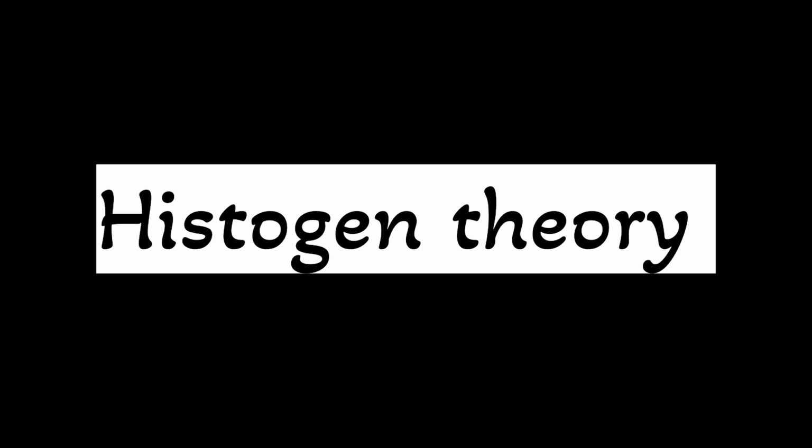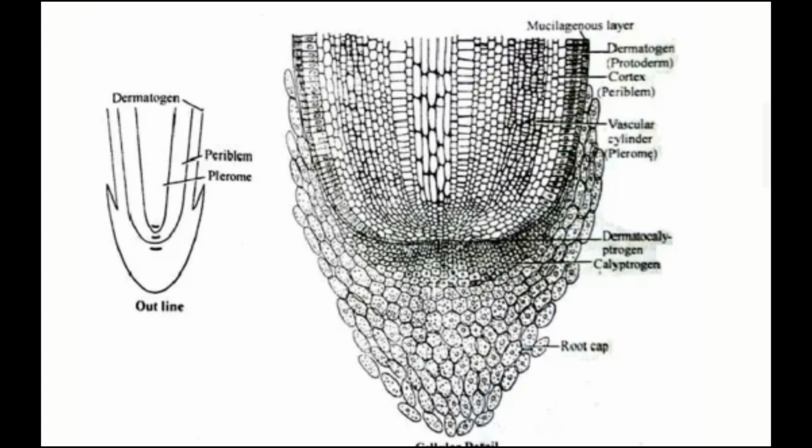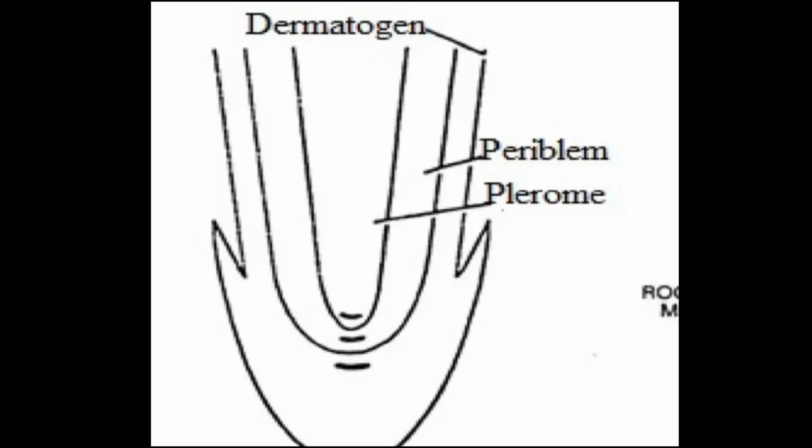Then there is another theory, the histogen theory, which was proposed in 1868 and postulated by Hanstein. He proposed that there are three distinct meristematic zones termed the histogens. These zones are dermatogen, periblem and plerome. Each zone is specific; it has some specific function.